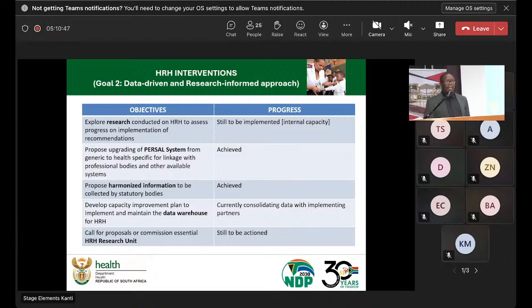The second one that talks to the data issues, loosely translated, we talk about the health human resource information system. We even have a directorate that deals with that in the department. So initially we're supposed to explore research conducted on HRH and assess progress. We had a limited internal capacity on our part, so we haven't moved, but through platforms such as these and the networking, now we know where to go to, and we'll be able to start implementing that part. Of course, we are also proposing upgrading of the PERSAL system from the generic to health specific, with linkage. Where we want to be in this space and where we are heading, we have achieved it, but we are improving on it.